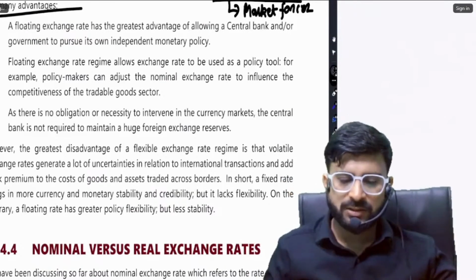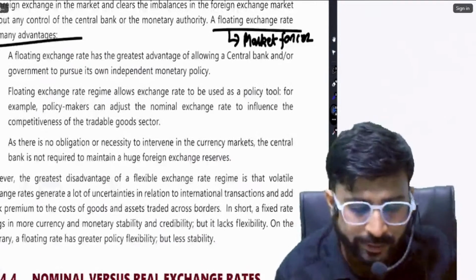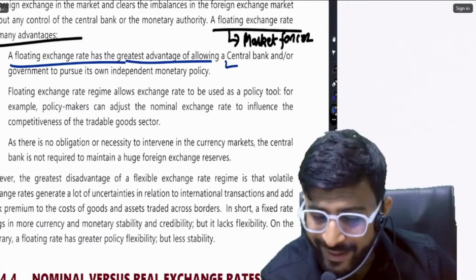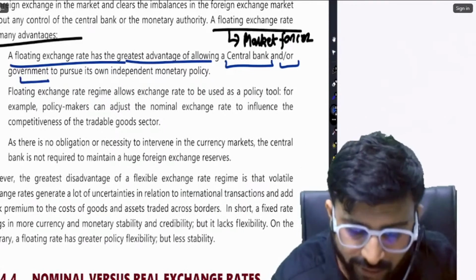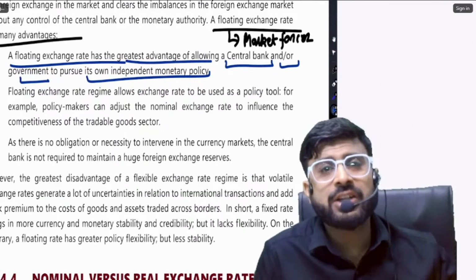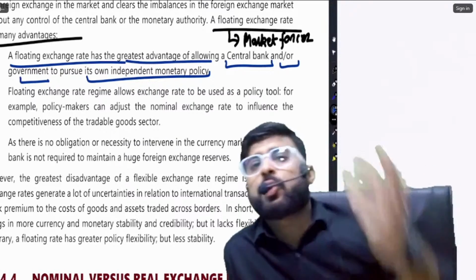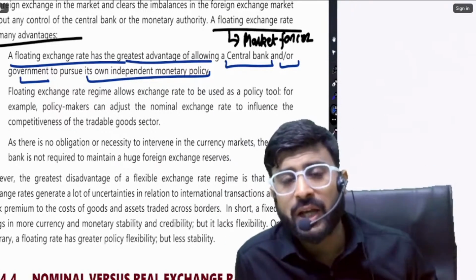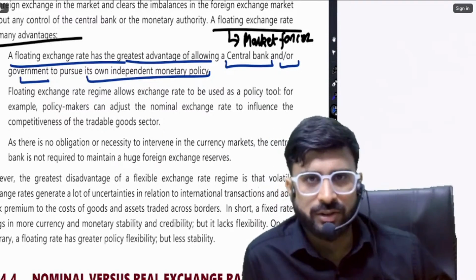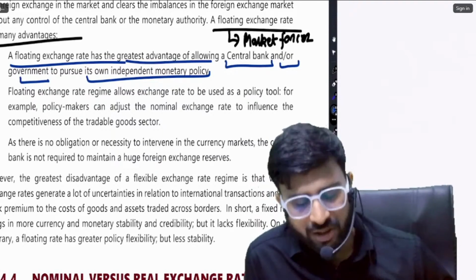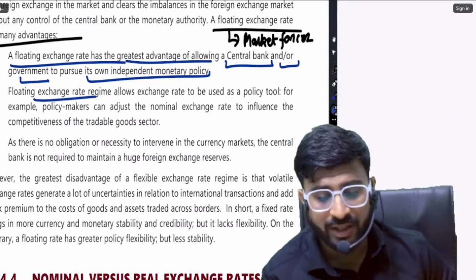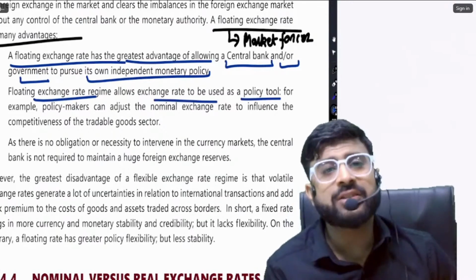So see, a floating rate has the greatest advantage of allowing a central bank or government to pursue its own monetary policy. The advantage of a floating rate is that it shows the broad-mindedness of the government and the RBI, that they are not trying to interfere with macroeconomic decisions. That is the exchange rate. Floating or flexible exchange rate allows the exchange rate to be used as a policy tool.